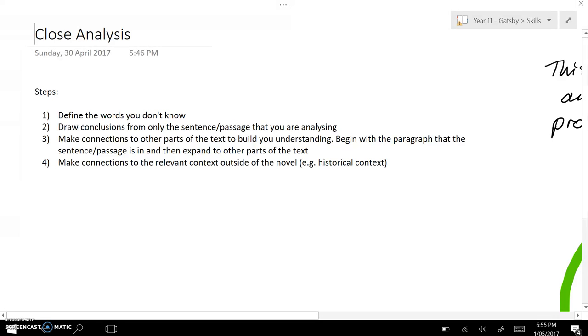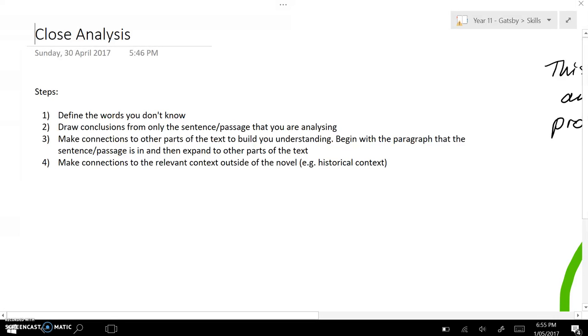So the third step there is to make a connection to the paragraph that the sentence or passage is in, and then expand it to other parts of the text, right? Because very rarely will any author simply insert a sentence or write a passage of text without thinking about how that connects to the rest of the novel, or whatever text you're trying to analyze.